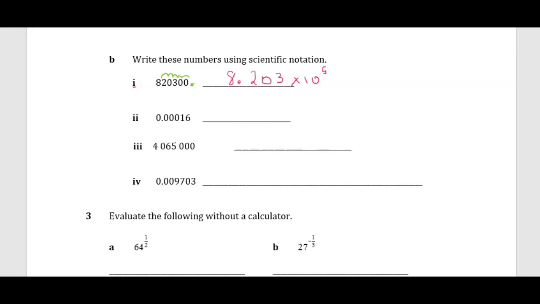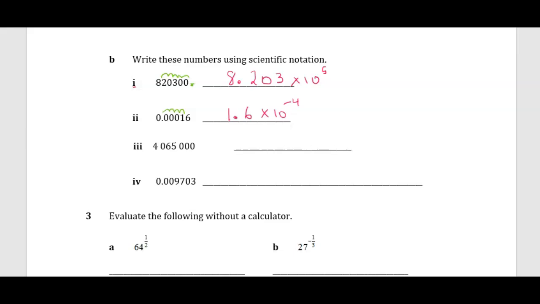Question 2, we've got 00016, so we just ignore those zeros until we get to the first non-zero, so it's going to be 1.6, and then just move your decimal point. So 1, 2, 3, 4. So times 10, it's a really small number, so it's a negative power. Just double check that I've counted correctly.